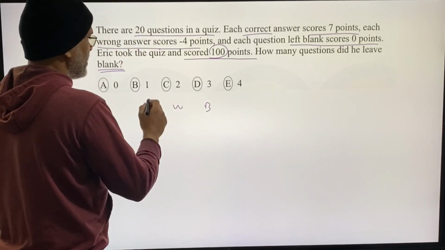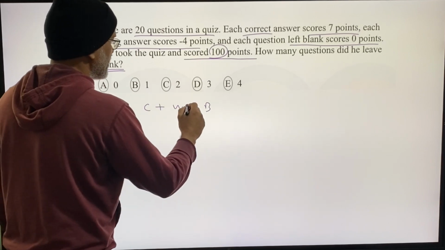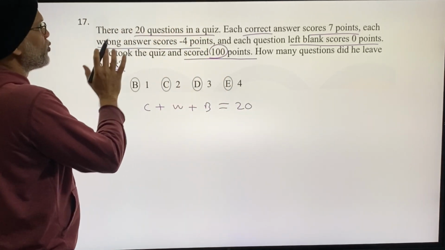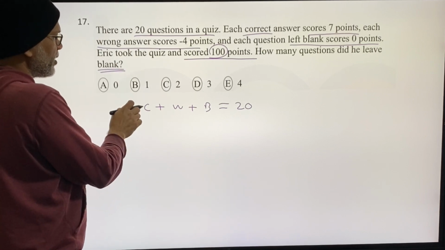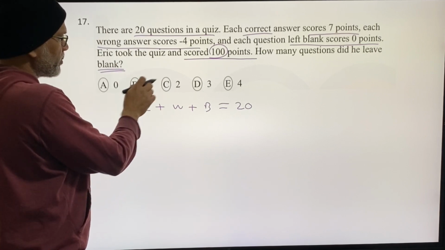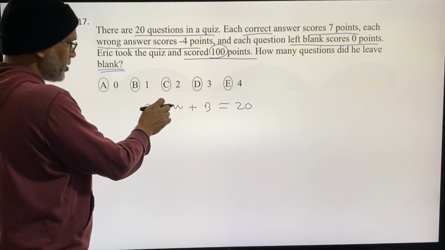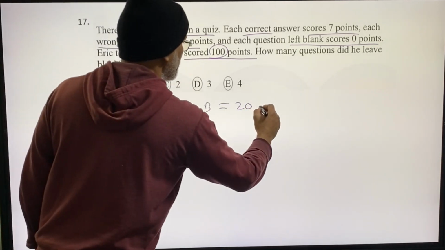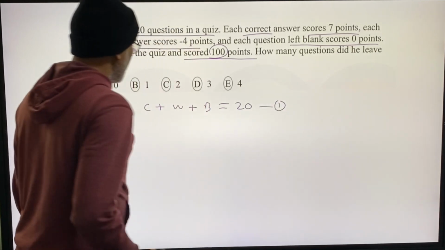So we know that C plus W plus B must be 20 because there are 20 questions in total. So the number of questions he got correct, plus the number of questions he got wrong, plus the number of questions he left blank, must add up to 20. So this is equation 1.